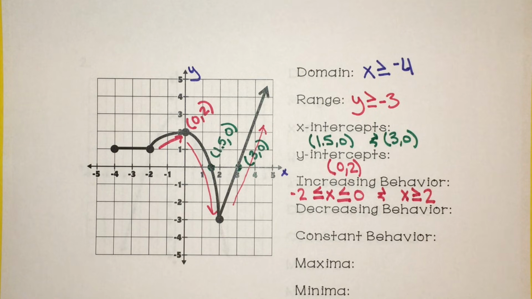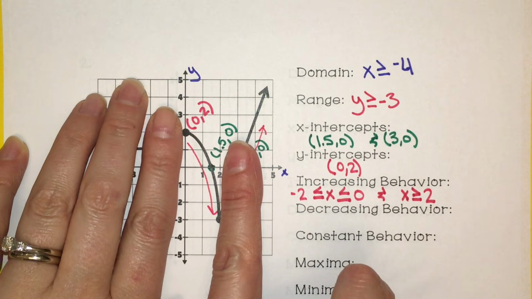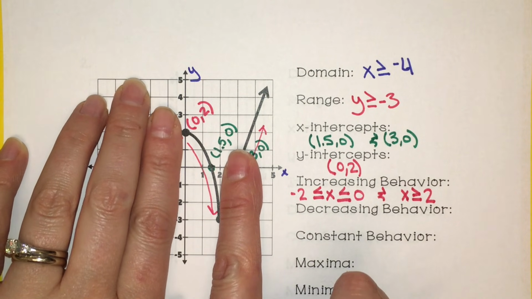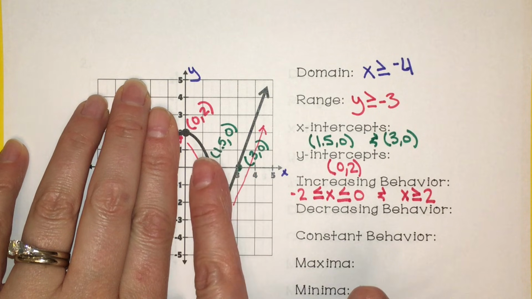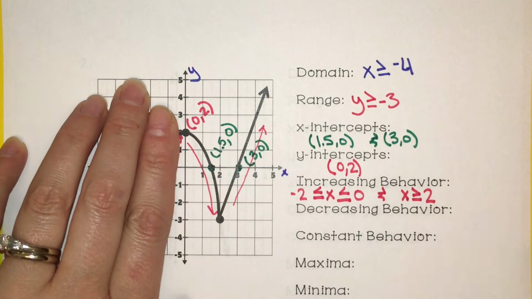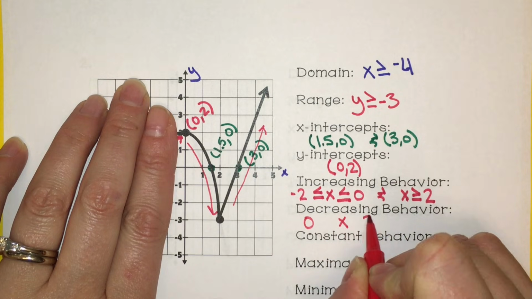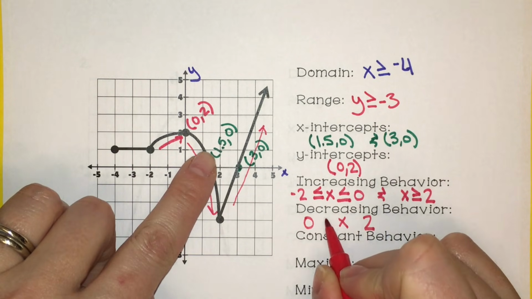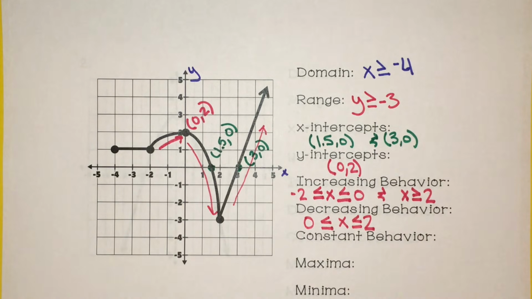All right, then we're going to do decreasing behavior. Going down is between these x values, where x is 0 and where x is 2. So x is greater than or equal to 0, and x is less than or equal to 2 because it falls between. The x value is between 0 and 2.